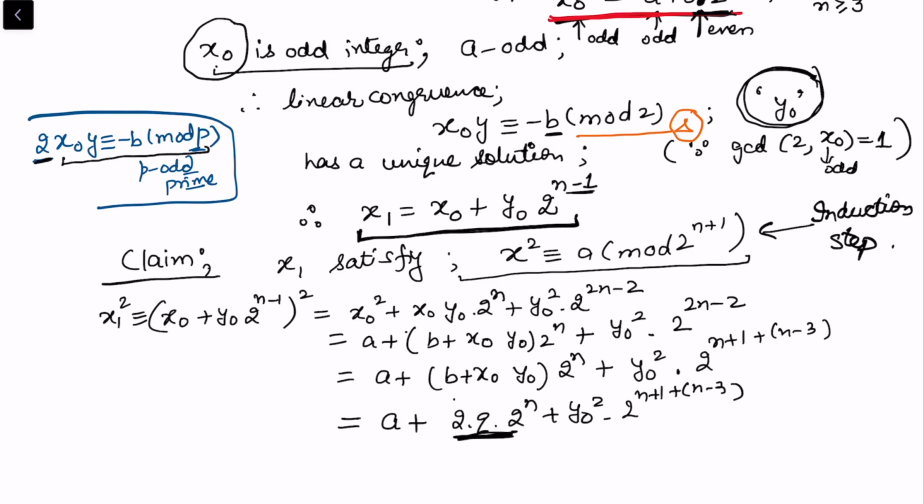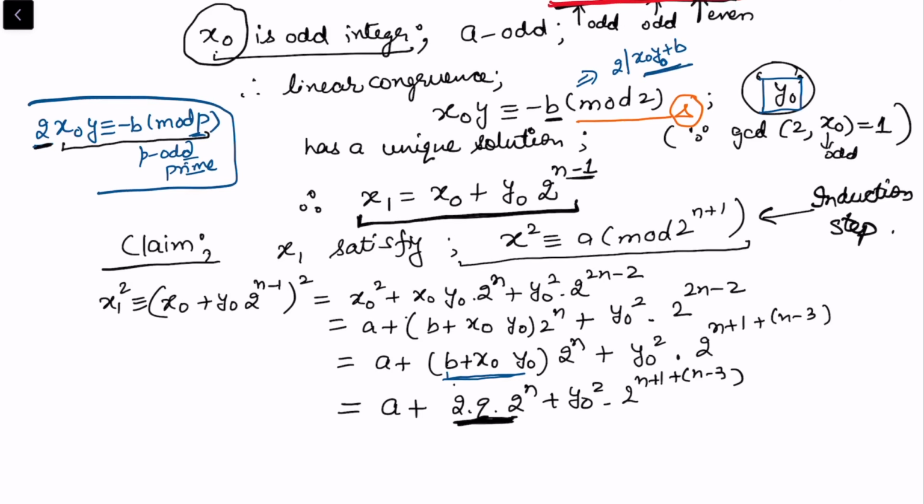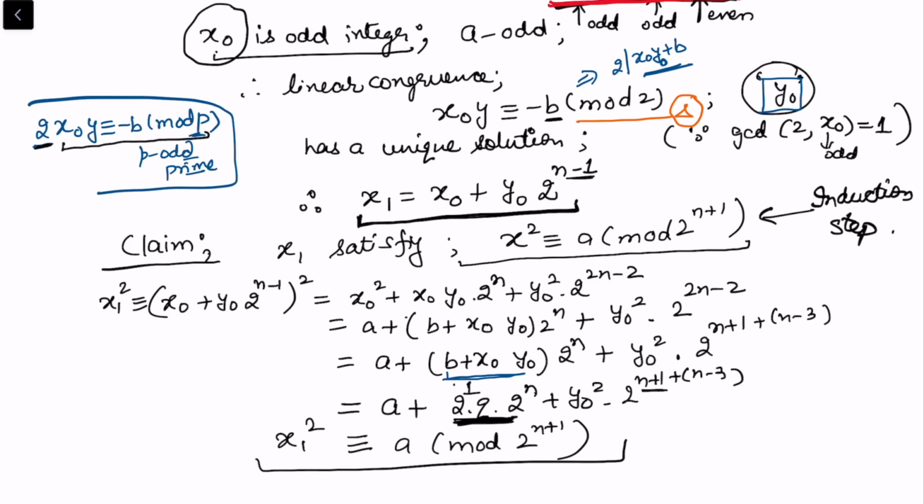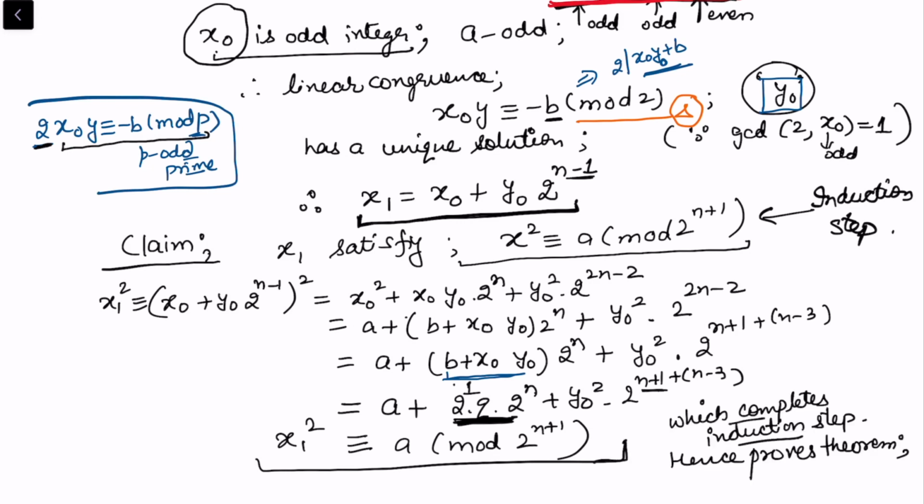We know that 2 divides x naught y naught plus b. So this is the same expression that I am writing, and this expression is true for a particular value y naught that we have claimed exists for which this solution holds. So 2 divides x naught y naught plus b, and that is replaced by 2 times q naught into y naught. So this is further congruent to a modulo 2 to the power n plus 1. Now because in both the expressions we have 2 to the power 1 and then we have n, this makes n plus 1, and here already we have n plus 1. So this congruence holds, x1 square is congruent to a modulo 2 to the power n plus 1 as desired. So our induction step is complete, and hence we prove the theorem.